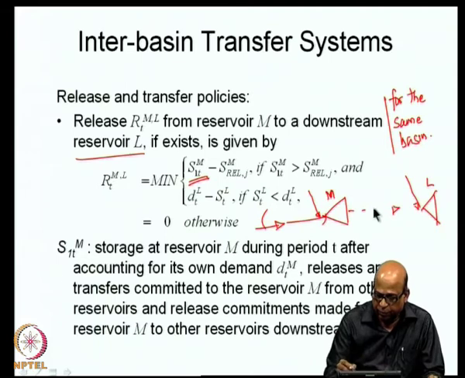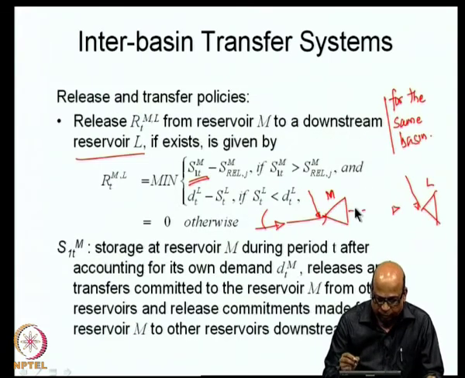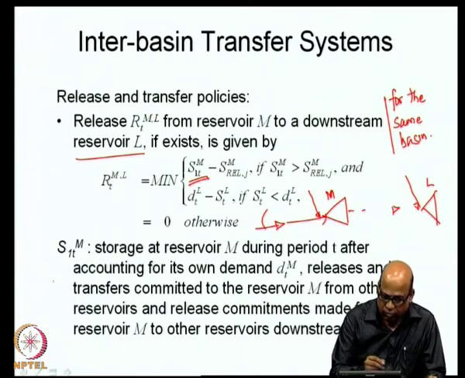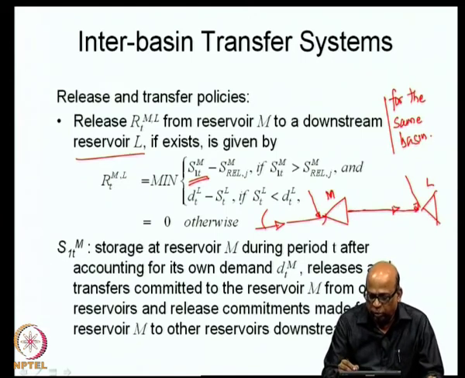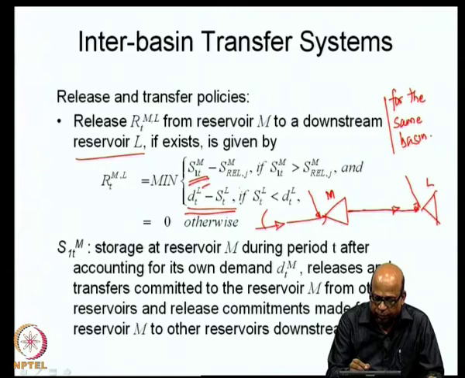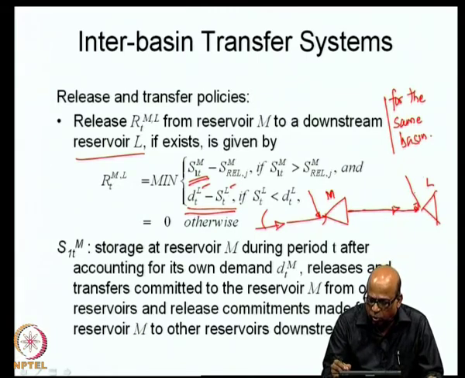I will repeat that. We are talking about the release policy. We are asking for how much to be released from M to the reservoir L to meet the demand deficit, which is dt minus st at reservoir L, and this STL should account for whatever transfers that the reservoir L has got and whatever release is from other reservoirs that it has got.